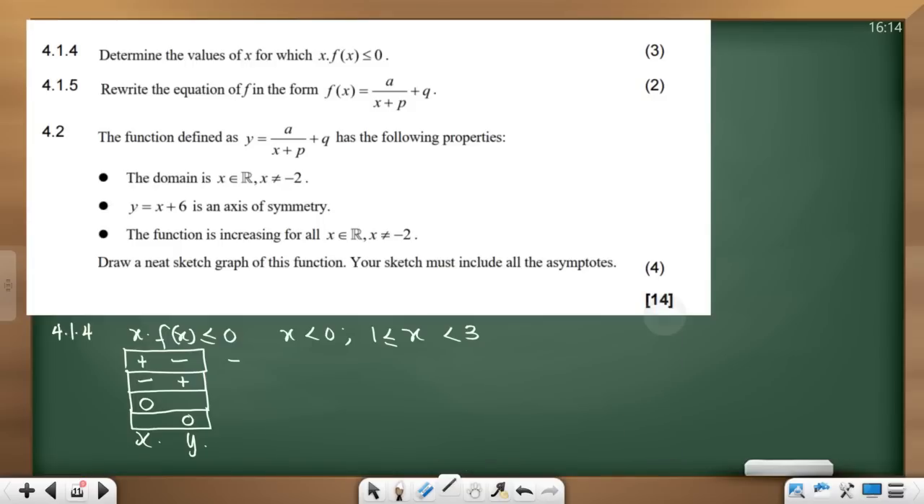4.1.5. Quite from experience, quite a number of learners don't know how to do this. There are 2 ways. I'm going to quickly try to show you both ways. Our f of x is x minus 1 over x minus 3. I'll use the K method, and then I'll use long division. This is what I will do. X minus 1 over x minus 3.